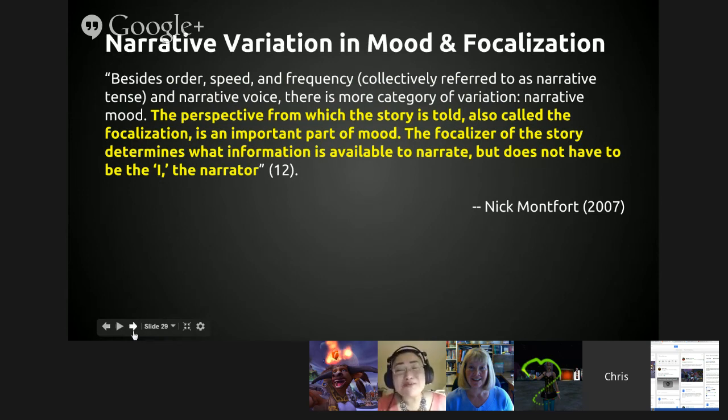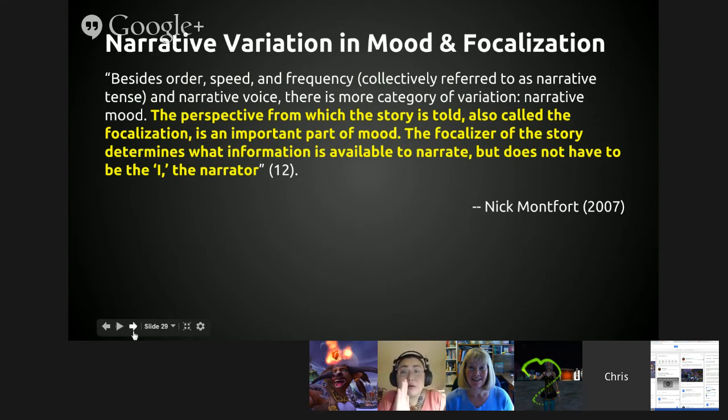Besides order, speed, and frequency. Those three things, order, speed, and frequency, is what we call narrative tense in narratology, okay? And narrative voice, there is more categories of variation. So narrative mood, there's another thing, okay? The perspective from which a story is told, also called focalization, is an important part of mood. The focalizer of the story determines what information is available to narrate, but does not have to be the narrator.